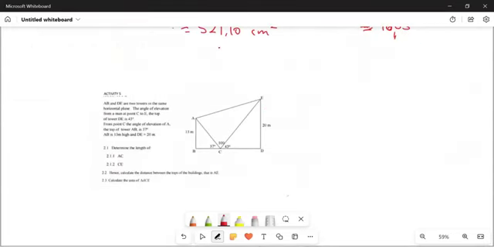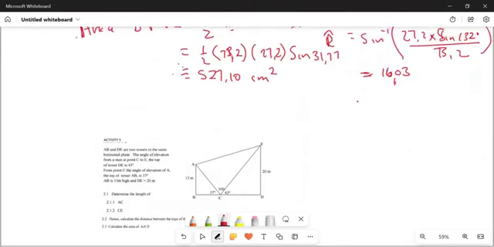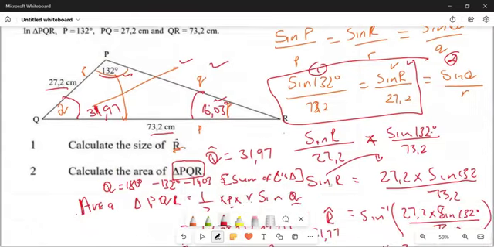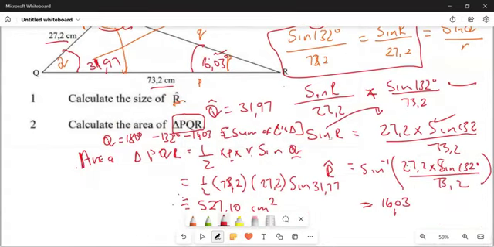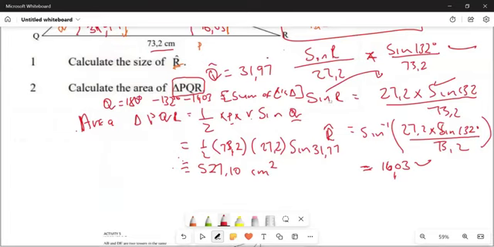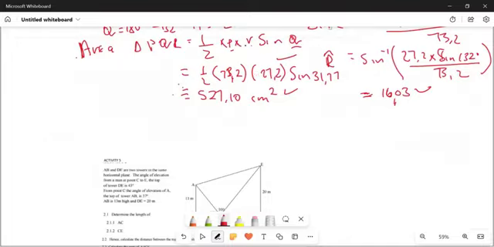After that, you're supposed to do Activity number 5. Now let's check the mark allocation. For the substitution you get marks for the sine. And for the area, you are going to get 1 mark for Q, 1 mark for substitution, and 1 mark for the answer.